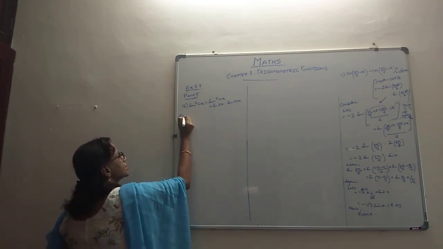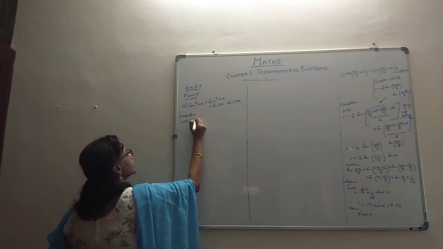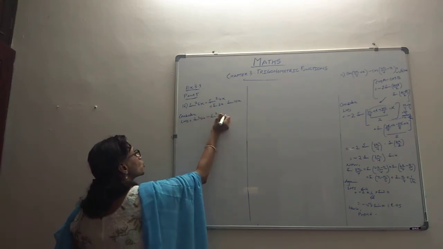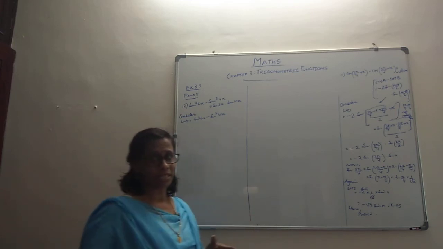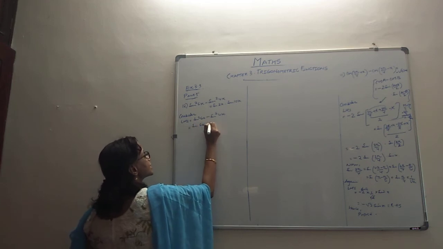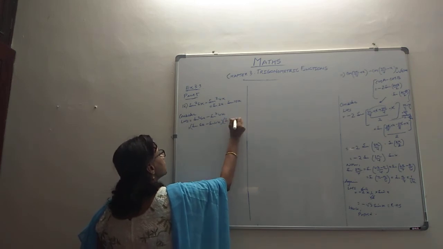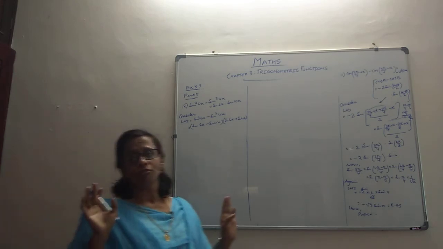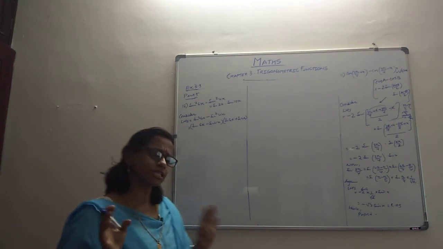So let's consider the LHS. In the LHS, we are having sine squared 6x minus sine squared 4x. A squared minus b squared, we have learned, always breaks as a minus b into a plus b. So like that, this will factorize as sin 6x minus sin 4x into sin 6x plus sin 4x. Now at this juncture, you are going to use your formulae, sin a minus sin b, sin a plus sin b, and you are going to substitute.